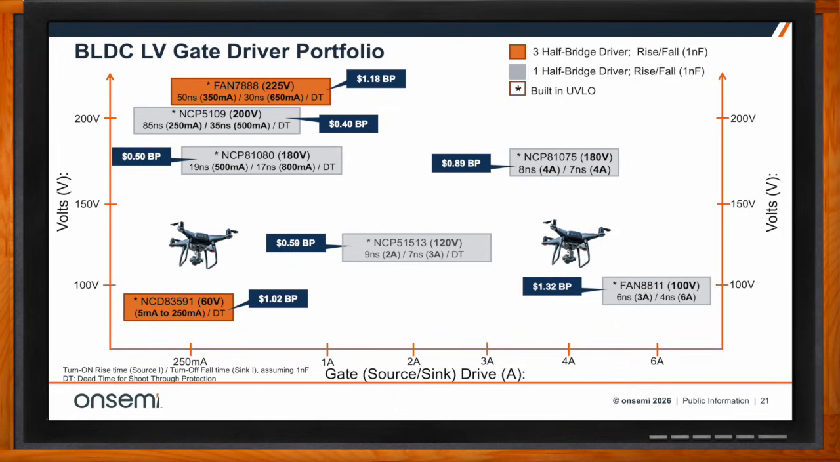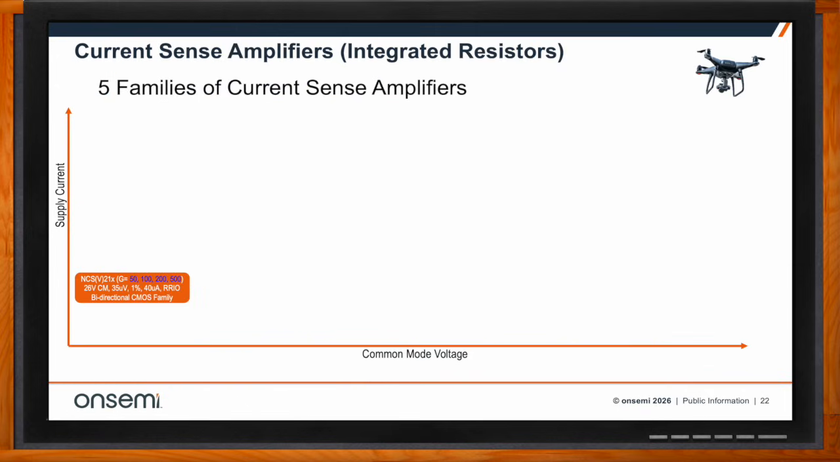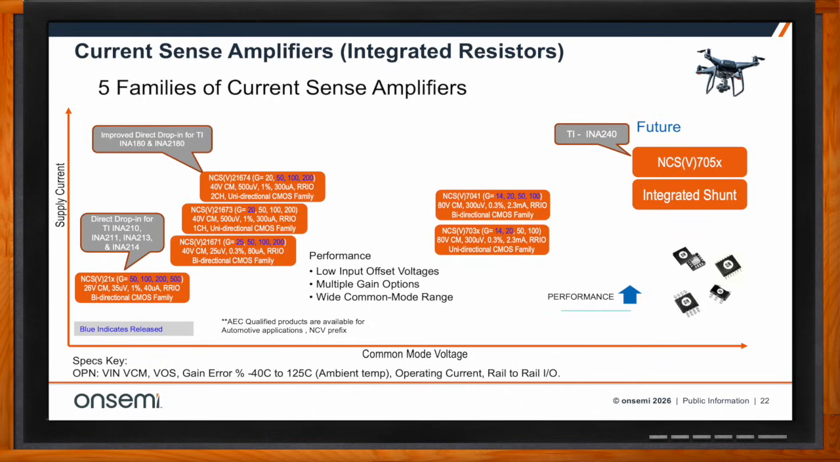So we have a lot of selections and options if you want to build for your BLDC. So, what about current sense amplifiers? What kind of solutions does onsemi offer here for drone applications? We have a full family of current sense amplifiers. And what's nice about the current sense amplifiers is they're op amps with integrated feedback resistors that are trimmed at the factory. So it's a lot easier to use. It's a lot more accurate.